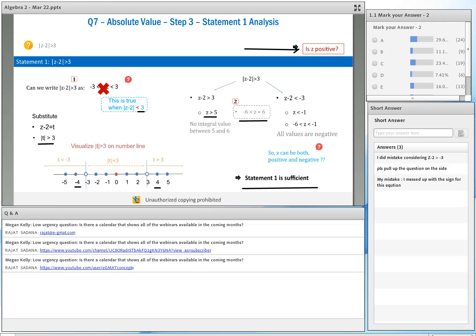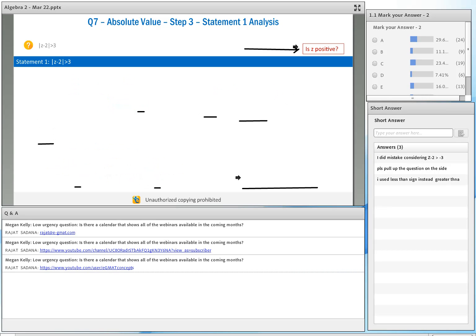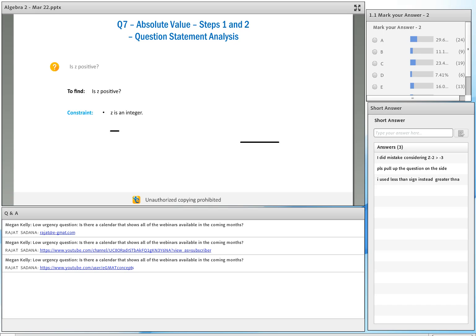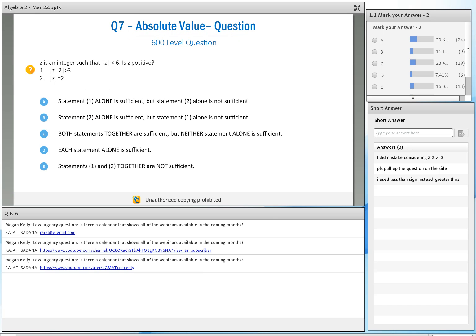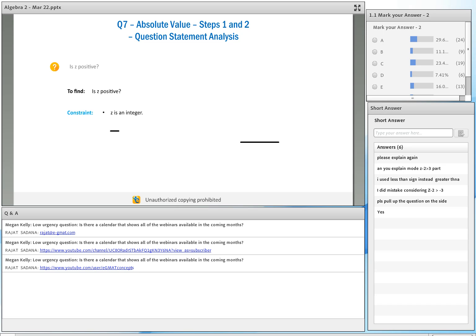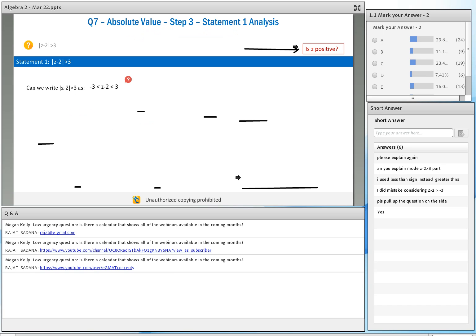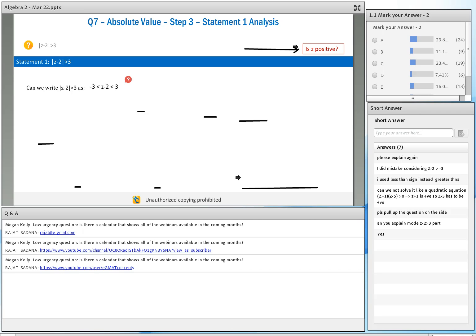Now, many of you want to see the question? Here is the question over here. Here is the question. Let's just go forward. I'm going to just explain this once again. Let me just clear up the poll over here.